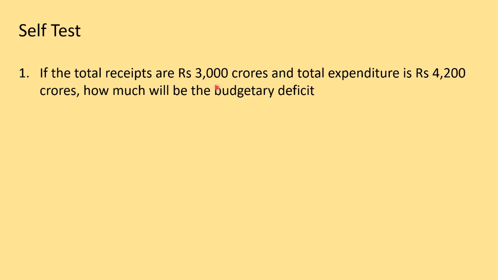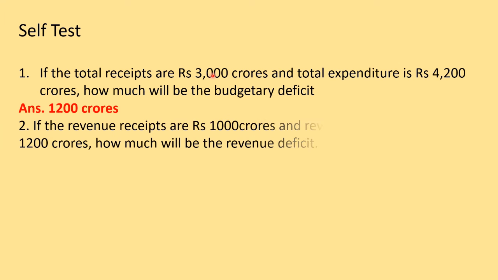What is the formula to calculate fiscal deficit? Total expenditure minus total receipt, excluding borrowing. Here the borrowing is not given to us. It means we presume that the borrowing over here is 0. So total expenditure is 4200 minus 3000. So what is the answer? 1200 crore.